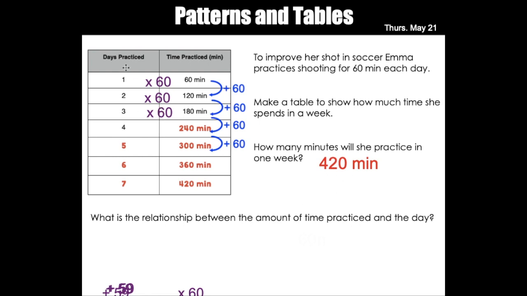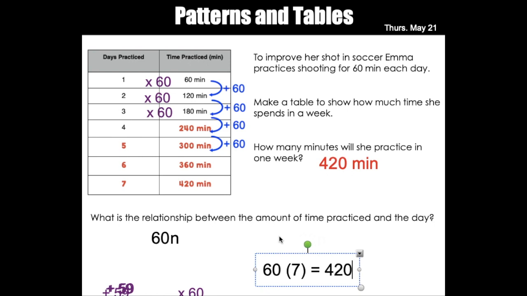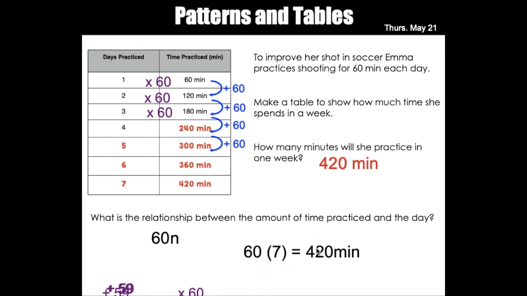I can use this, once I've established that it's times 60, rather than continuing my table, I could just use my algebraic expression, which is number of days practiced times by 60. So 60n. Instead of having to continue this, I could replace the n with the days practiced. So 60, I want to find out in 1 week, times 7 is 420 minutes. And that would be faster than continuing the table and repeatedly adding 60.